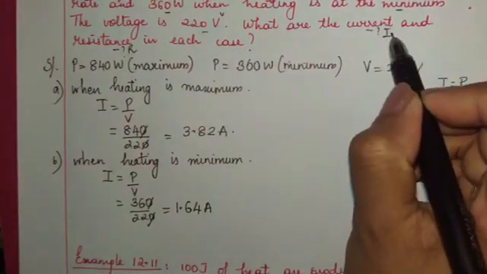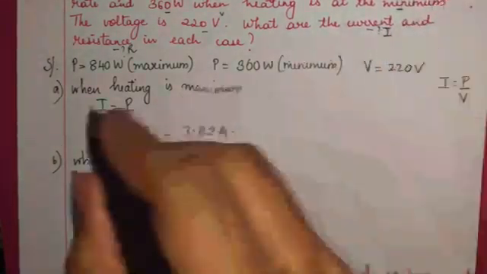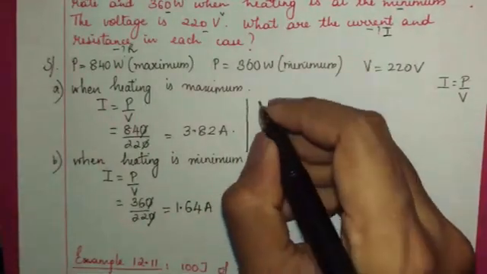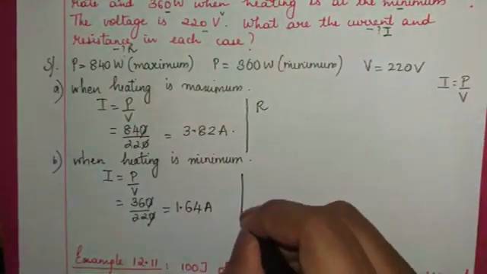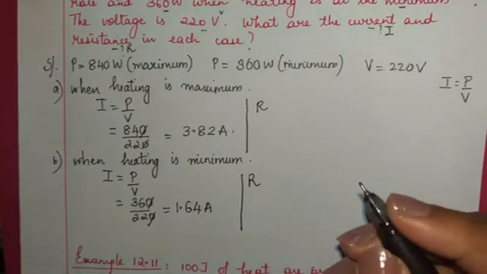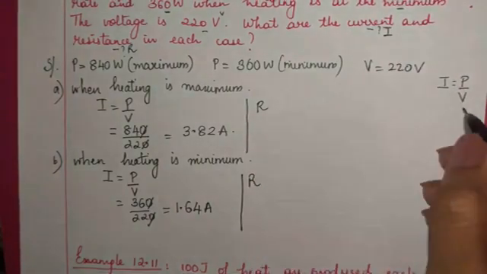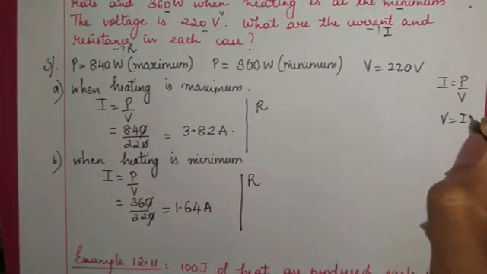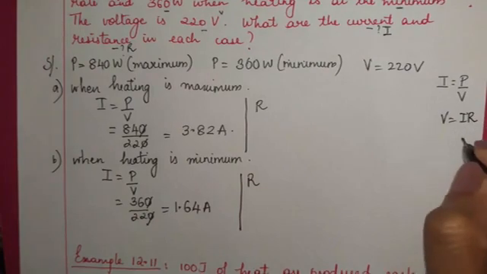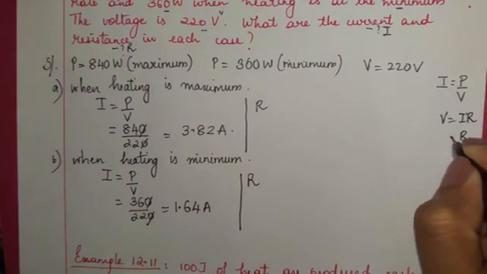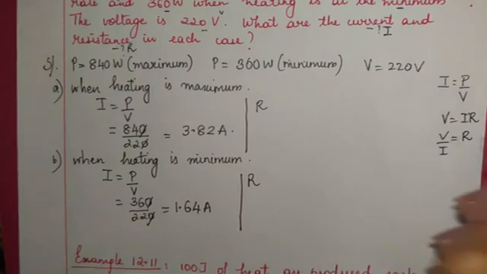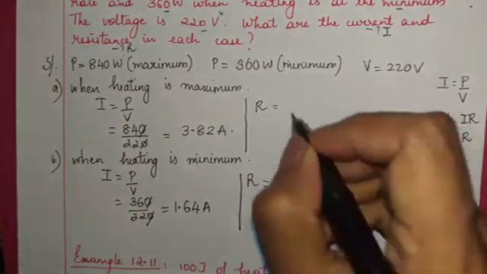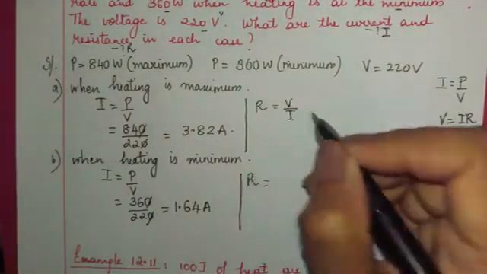We were told to find the current and the resistance. Let us find the resistance now in both the cases. Resistance here and the resistance here. Now from the formula again, resistance we know V is equal to IR. This is Ohm's law, or we can say R is equal to V upon I. Now in both the cases we know what is V, we know what is I.